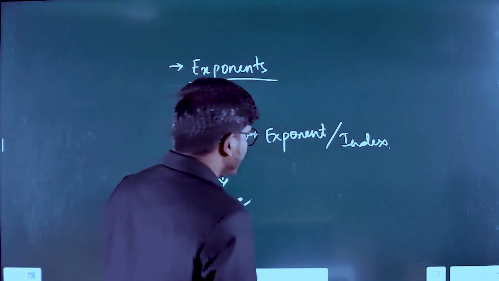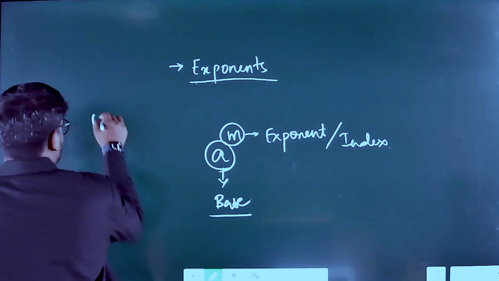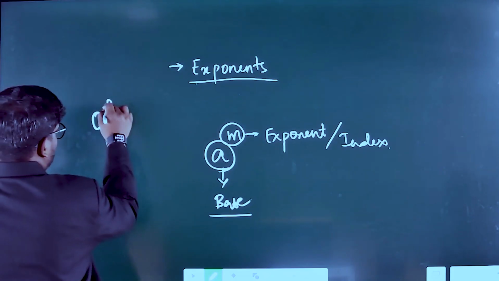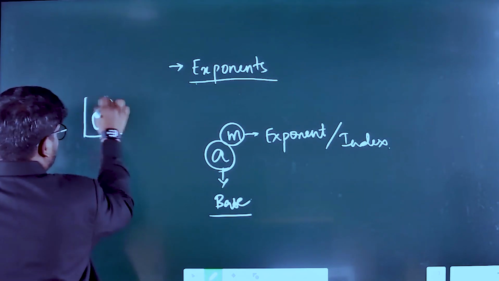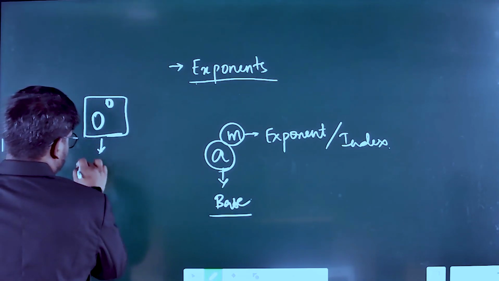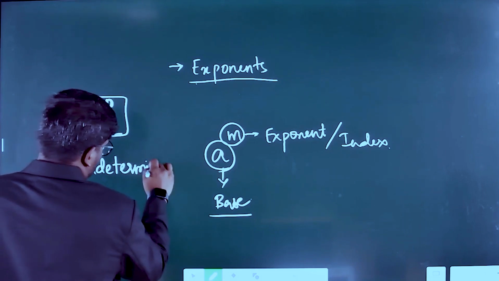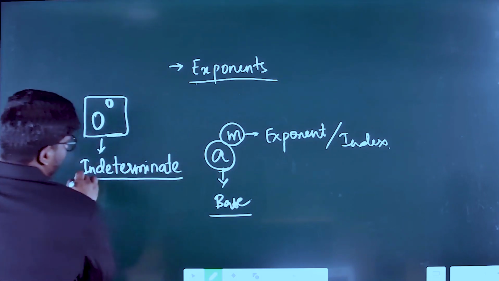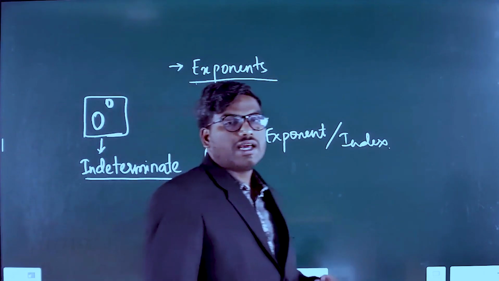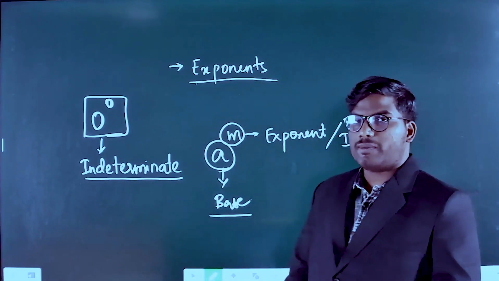Now all of the powers are defined except for 0 power 0. 0 power 0 is an indeterminate form. Why is it indeterminate? Because the value of 0 power 0 cannot be obtained by any normal processes.